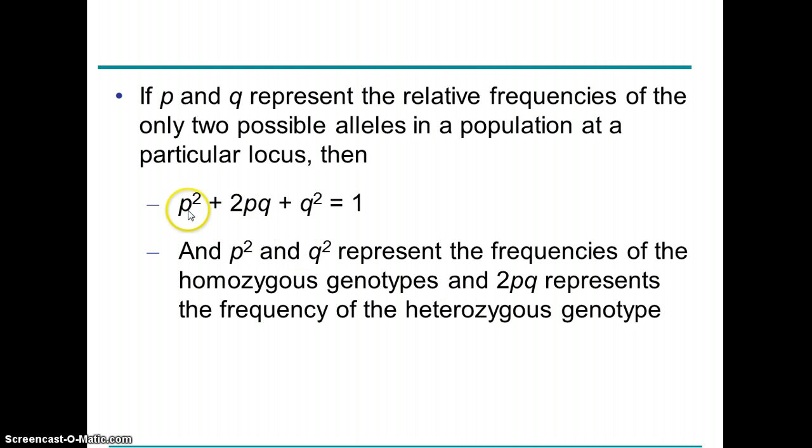Here's the Hardy-Weinberg equation. These represent alleles. P typically represents, say, a dominant allele, and Q a recessive allele. P squared and Q squared represent the homozygous genotypes, whereas 2PQ represents the heterozygous genotype. And you can see the frequency of all these genotypes and their combinations within the population is going to be equal to a frequency of 1.